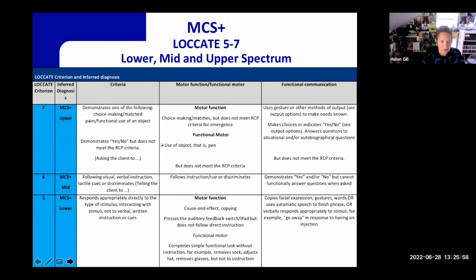So if we start off at the bottom of this slide in the lower, these are going to be responses that are appropriately directed to the type of stimulus. They're interacting with this stimulus, but they're not responding to verbal or written instructions or even cues that you might be giving them. So for example, you might have a cause and effect, able to press a switch or use an iPad, but that's just moving towards touching. They're not following your instruction, they're just doing the activity.